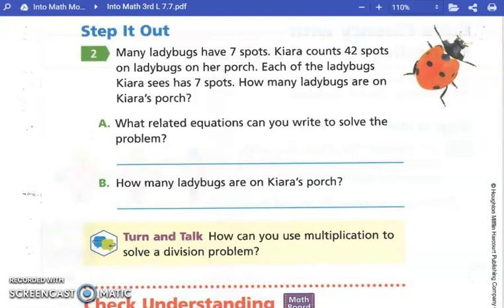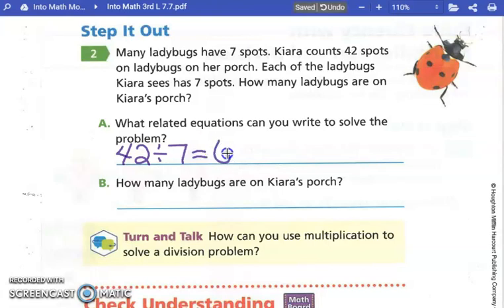What are we doing first? What do we know about the spots? How many are there? 7, on each ladybug. How many spots did Kiara count? 42. So what are we going to do? 42 divided by 7. Okay. Does anybody know off the top of their head what 42 divided by 7 is? It's 6.